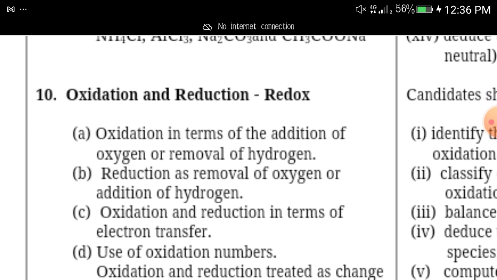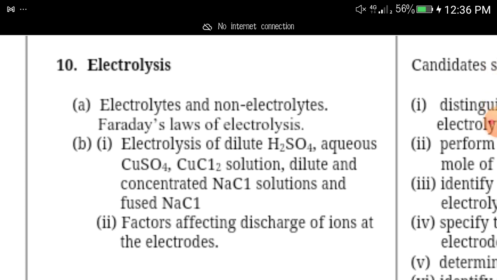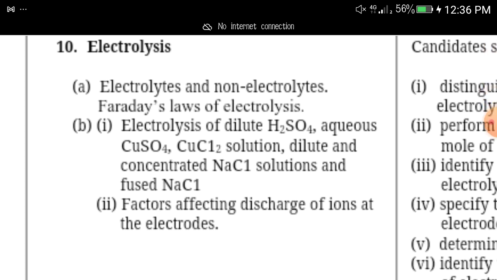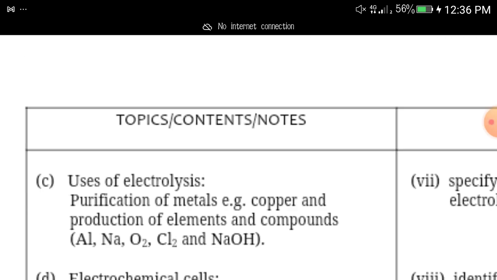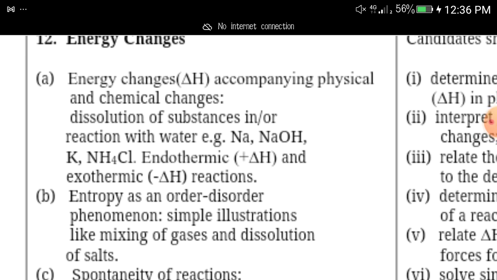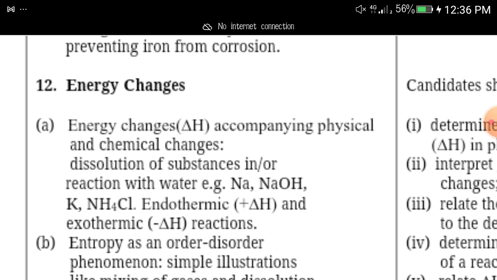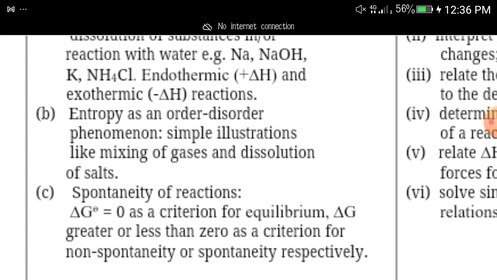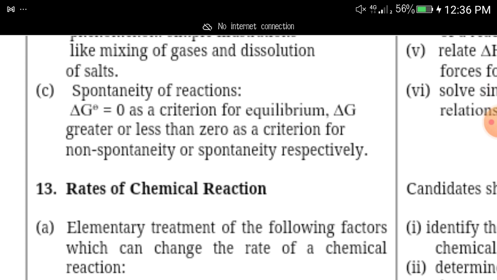Then we now have oxidation and reduction, which we often call redox reaction. Then the 10th topic for chemistry JAMB this year is electrolysis. Then the 12th topic is energy changes. There are many subtopics under it: entropy, enthalpy, spontaneity of reaction, and all the rest. When you get the material I will send to you, you can study it in depth.